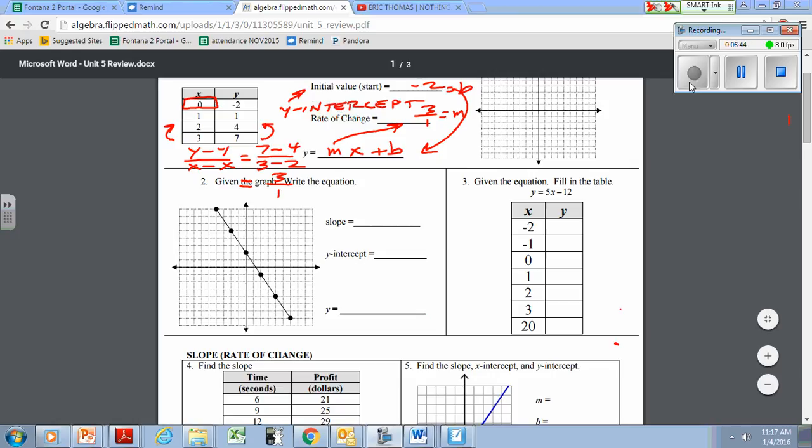And then from there, I replace it. Replace it in green. 3 over 1 is slope.